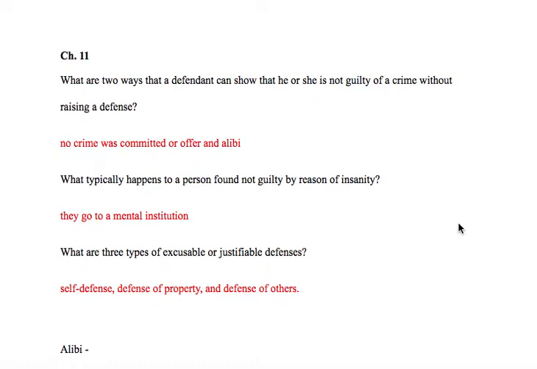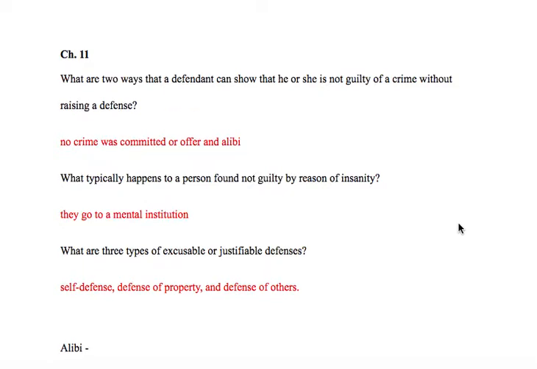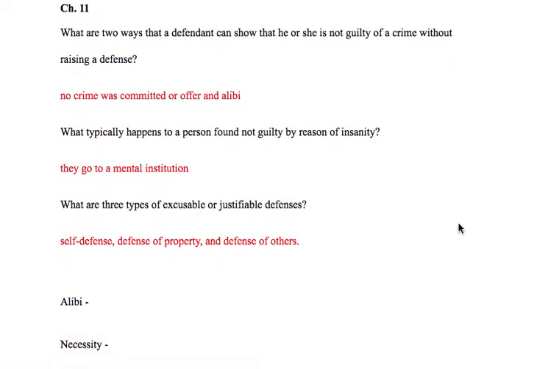What are three types of excusable or justifiable defenses? So you can say it was self-defense. You can say you're defending your property, or you can say you are defending other people.